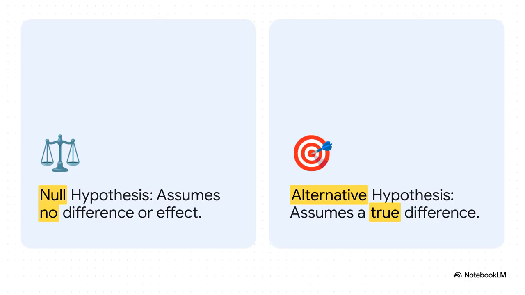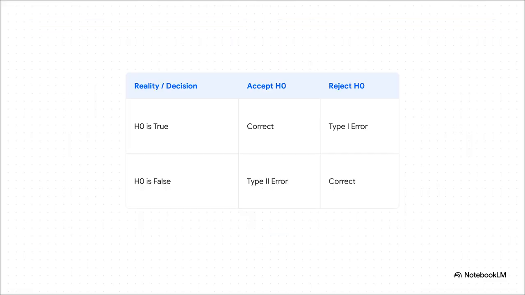The whole goal of the trial is to gather enough hard data to see if we can confidently reject that null hypothesis in favor of the alternative hypothesis, which says, yes, there is a true measurable difference here. And we use what's called a p-value to figure out if our evidence is statistically strong enough to actually make that leap. Now, what's really interesting about this slide is seeing how unbelievably high the stakes really are.